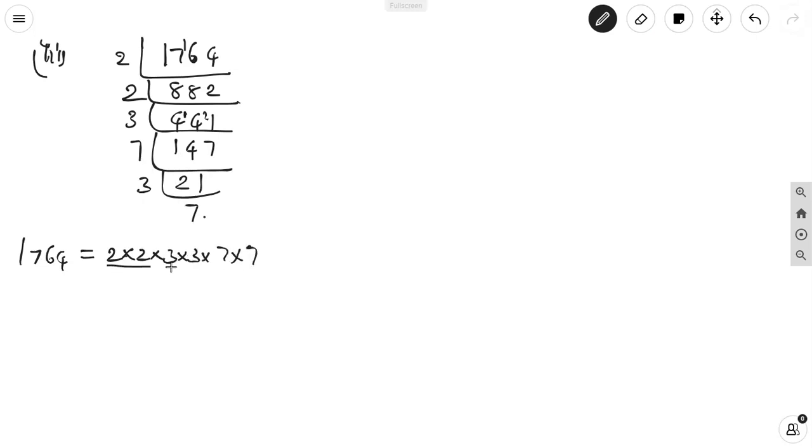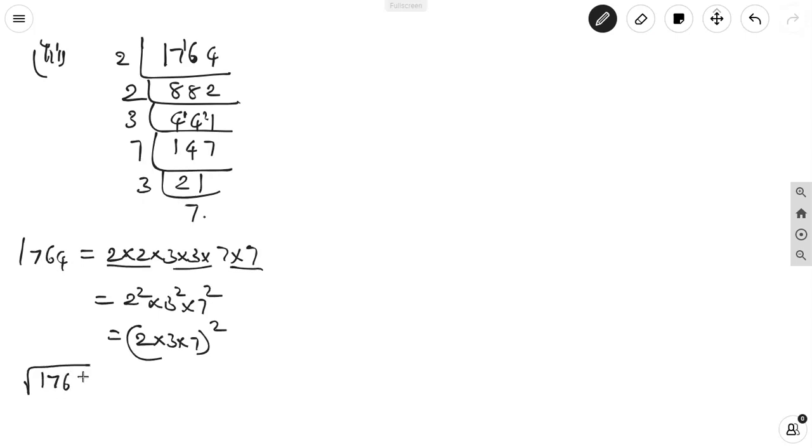So each and every number is in pairs. So it is equal to 2 square into 3 square into 7 square. That is equal to 2 into 3 into 7 whole square. The square root of 1764. Why? Because 3 twos are 6, 6 sevens are 42. 42 square equals this one. The square root of 1764 equals 42. Why? Because square and square root are inverse of one another.